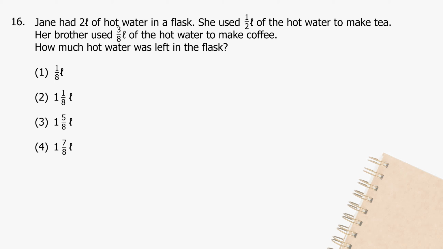Question 16. Jane had 2 liters of hot water in a flask. She used 1/2 liter of the hot water to make tea. Her brother used 3/8 liter of the hot water to make coffee. How much hot water was left in the flask?